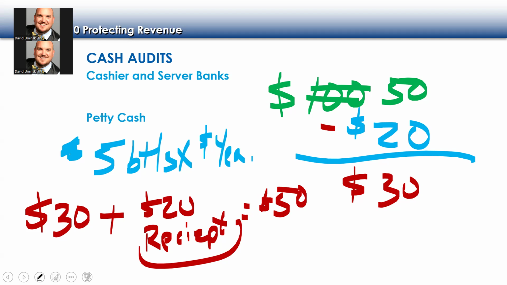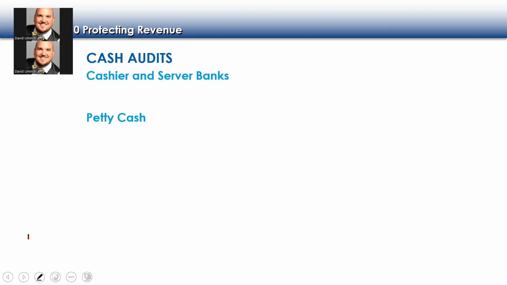Okay. So petty cash. So in your own words, in that little space right there, after that conversation about petty cash, write what the purpose of petty cash is. I'll give you a moment. In your own words.